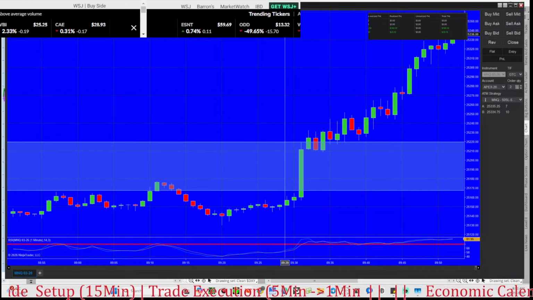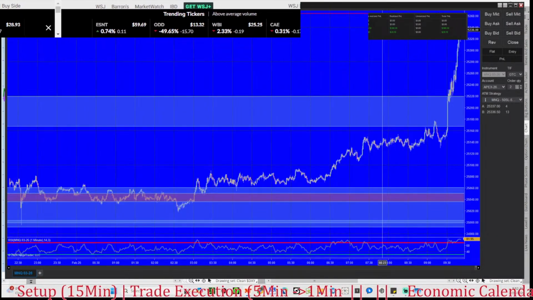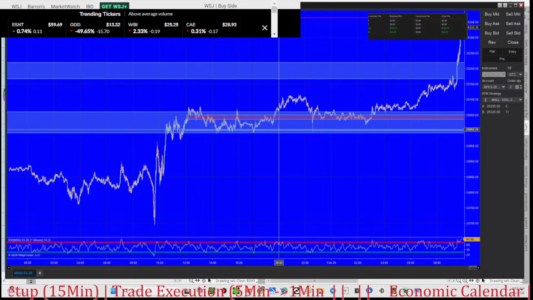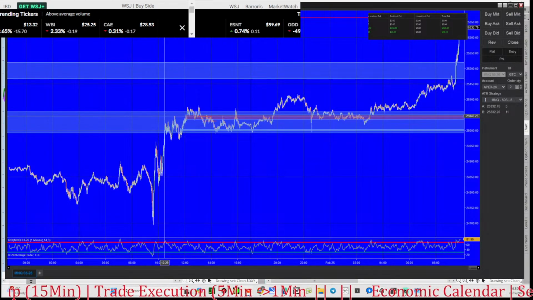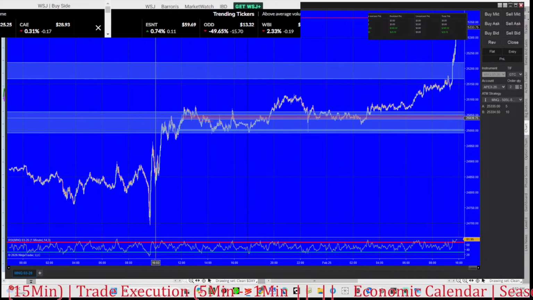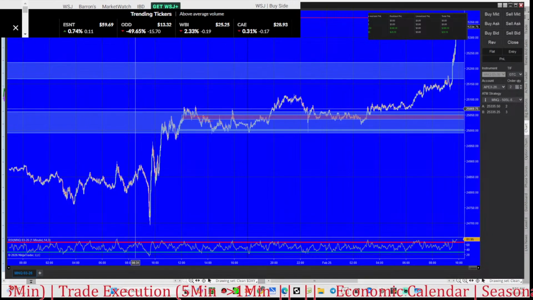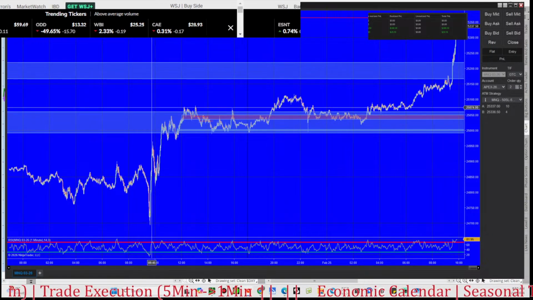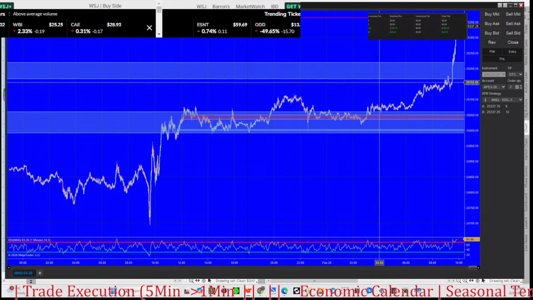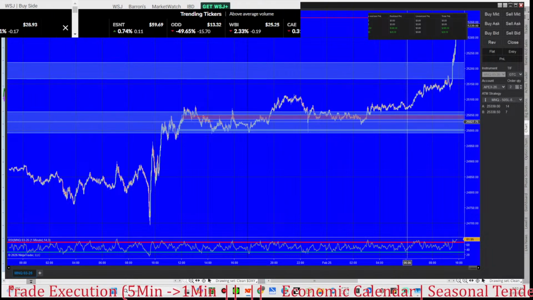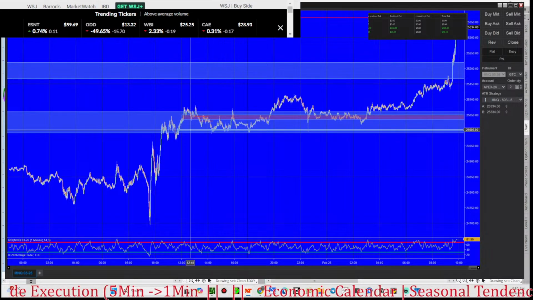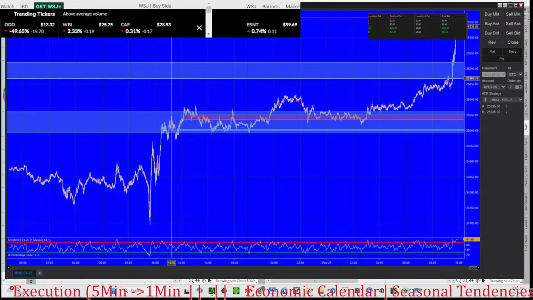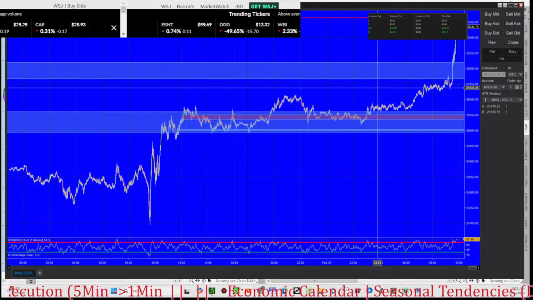Okay, so as you can see, I should have painted them differently. It's okay. That level here, I said if price is bouncing up and down on top of it, it'll more likely just keep going higher and higher. So there you have it.